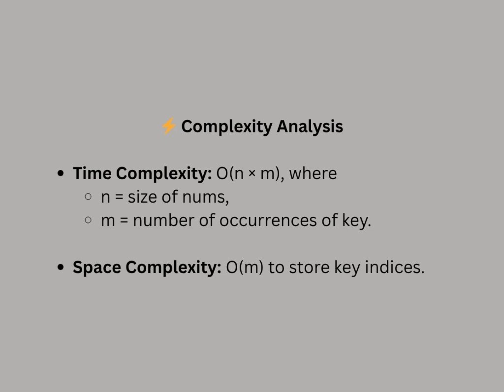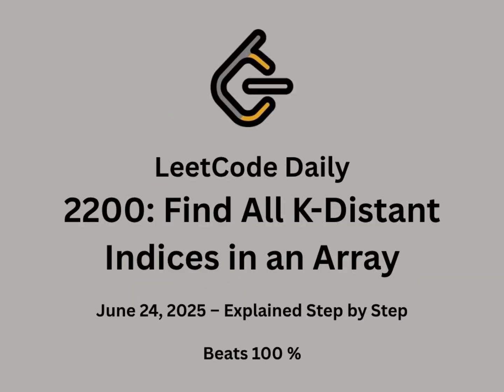Let's talk about the complexity of this solution. The time complexity is big O of n times m, where n is the length of the array, and m is the number of key indices. And the space complexity is big O of m, because we store all the key indices in a list. And that's it. This is a straightforward problem once you break it down.